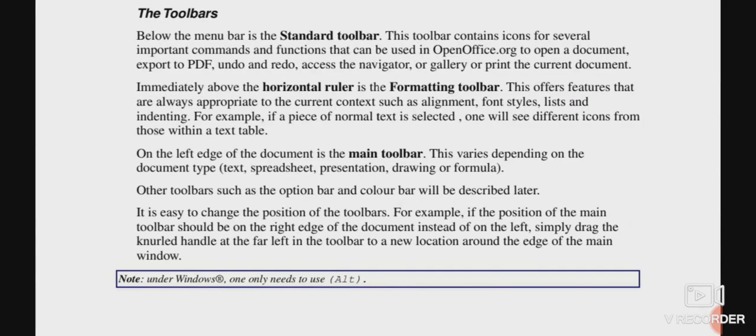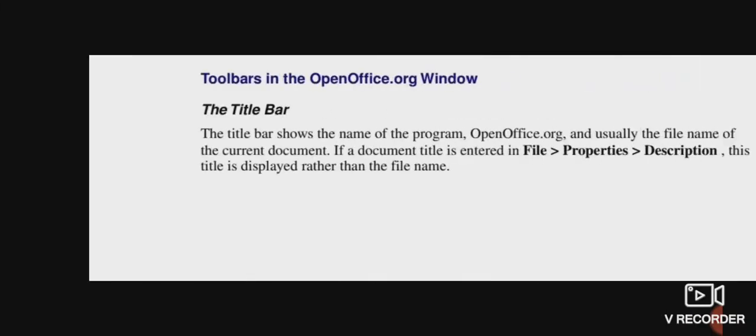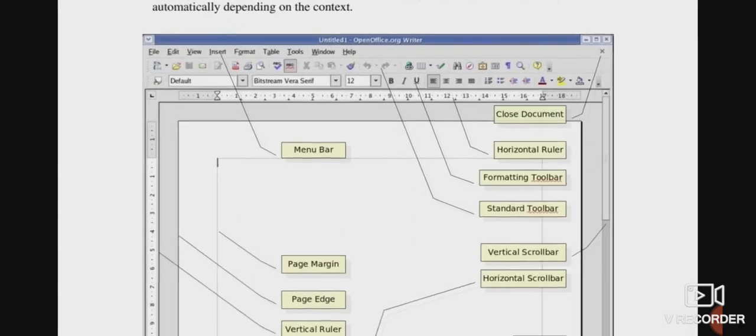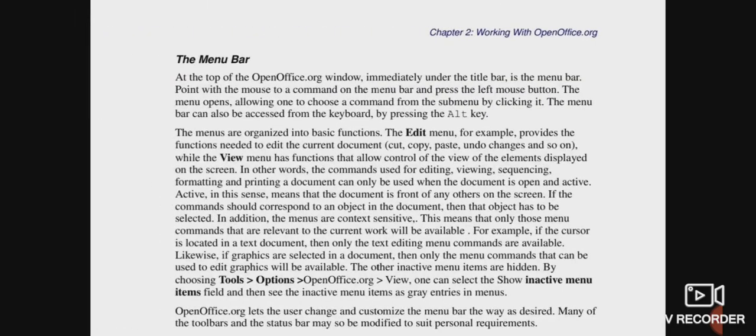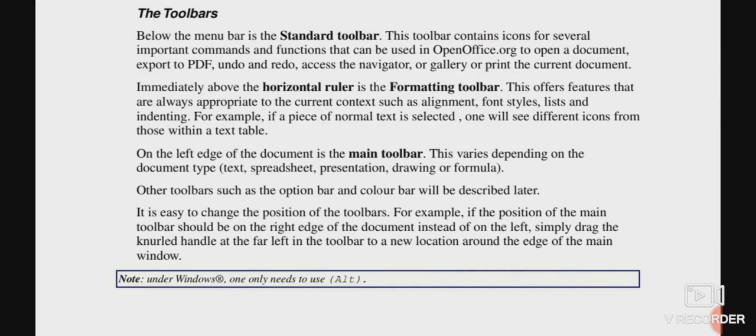Now the toolbar is there. Below the menu bar is the standard toolbar. This toolbar contains icons for several important commands and functions that can be used in openoffice.org. See here again, you can see the standard toolbar, then the formatting toolbar. Two toolbars are there. These two toolbars are used to edit the document.